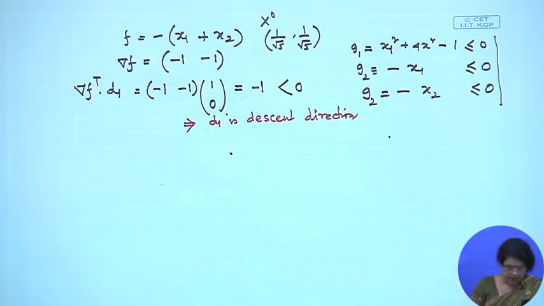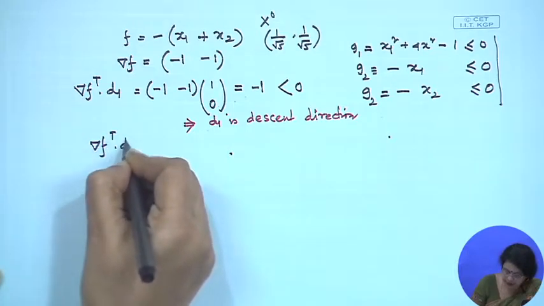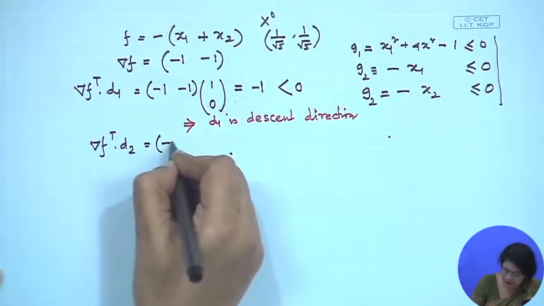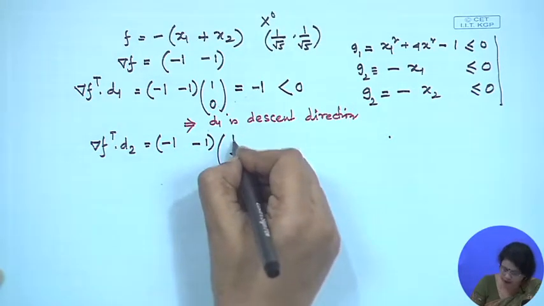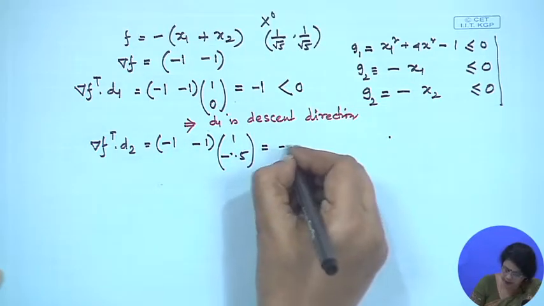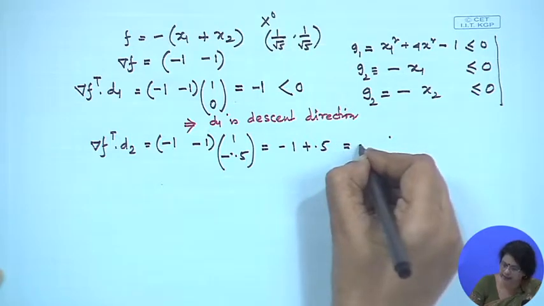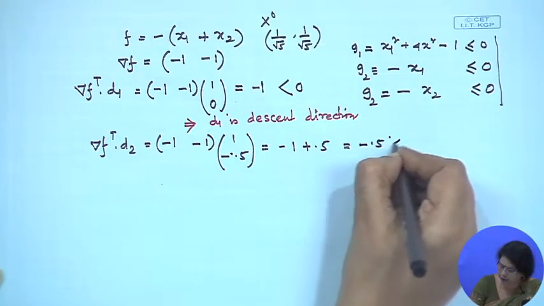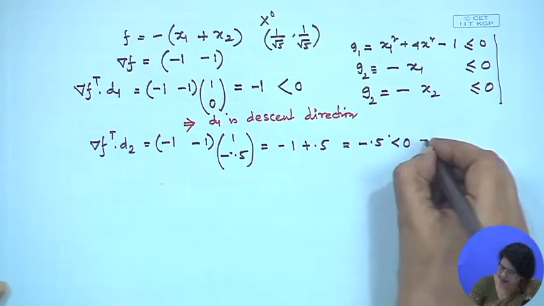All right. Let me do the same calculations for d2, d3 as well. Grad f dot d2, (minus 1, minus 1), d2 direction is my (1, minus 0.5), then this is becoming minus 1 plus 0.5, that is why again this is coming as minus 0.5, less than 0. That is why again we can conclude that d2 is the descent direction.